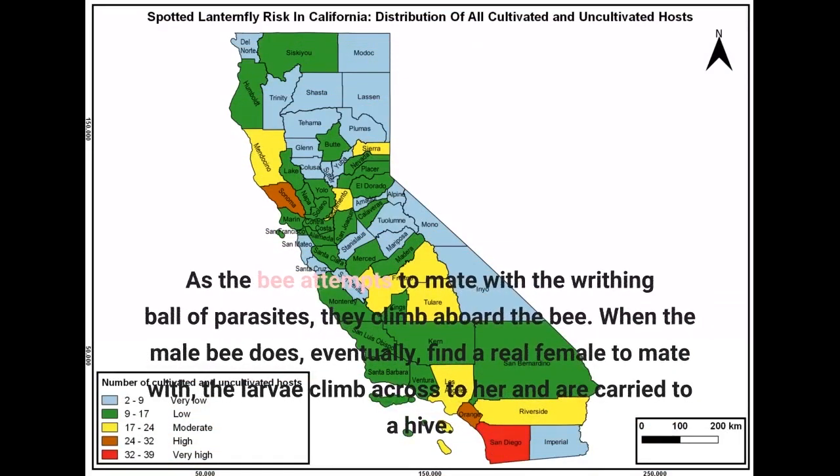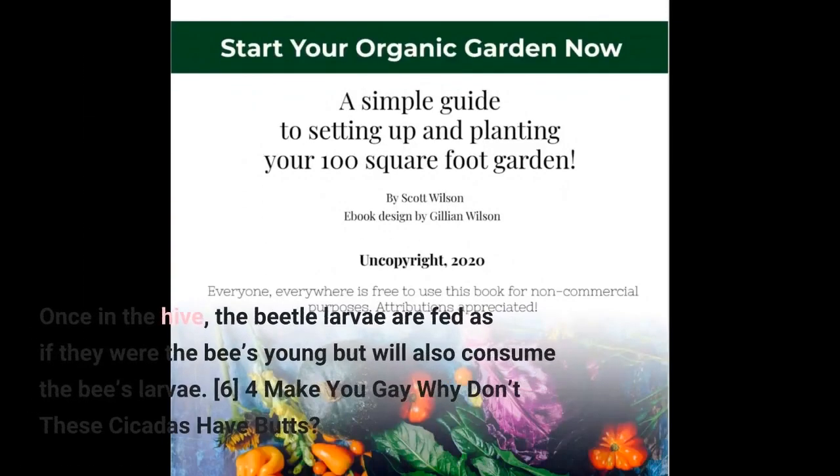As the bee attempts to mate with the writhing ball of parasites, they climb aboard the bee. When the male bee does, eventually, find a real female to mate with, the larvae climb across to her and are carried to a hive. Once in the hive, the beetle larvae are fed as if they were the bee's young, but will also consume the bee's larvae.